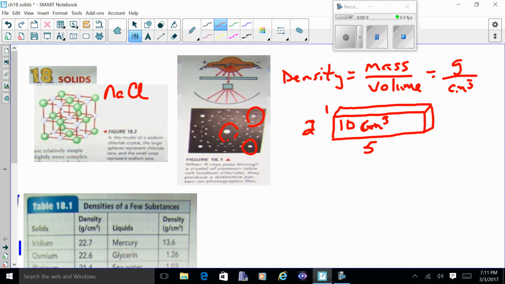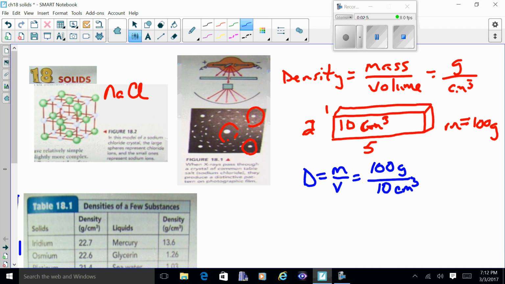Well, if I wanted to find the mass of this, let's just say the mass was 100 grams. Well, to get the density: density equals mass divided by volume. So I'm going to take that mass of 100 grams, divided by the volume of 10 cubic centimeters. We could also say milliliters, because a cubic centimeter and a milliliter are pretty well the same thing. And that gives you 100 divided by 10 is 10 grams per cubic centimeter.